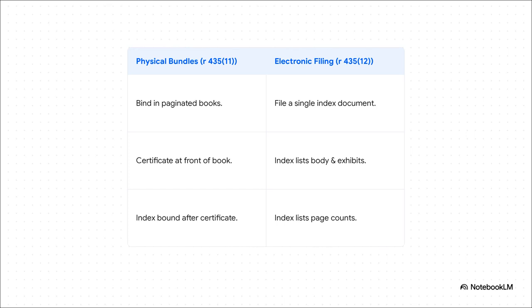Now, you've got two completely different paths for presenting your exhibits, and you really need to know which one to use. If you're dealing with physical bundles, you're creating these paginated books, certificate and index right at the front. But for electronic filing, your whole focus shifts to creating one single comprehensive index document that lists everything.